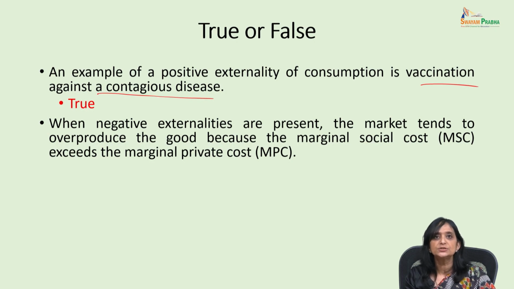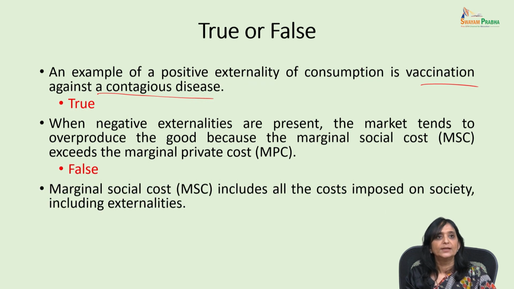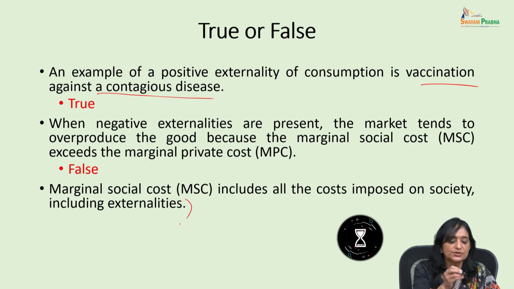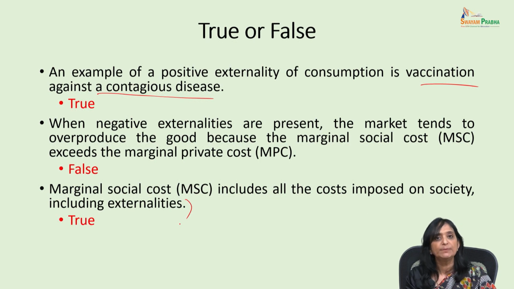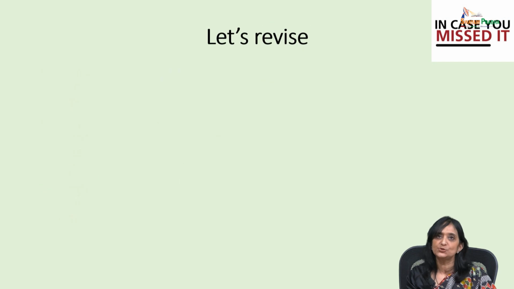Second, when negative externalities are present, the market tends to overproduce the goods because marginal social cost exceeds the marginal private cost. We have just seen it graphically. If there is negative externalities, then the markets tend to overproduce the goods. Is it true? Yes. Then, marginal social cost includes all cost imposed on the society, including externalities. The answer will be right, because it is taking into account what? It is taking into account the costs which are also borne by the society.